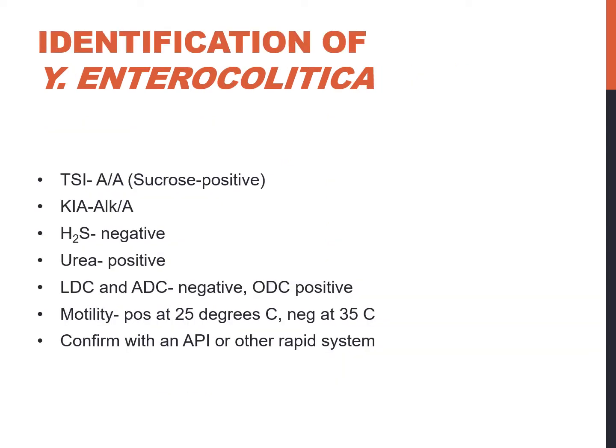When identifying Yersinia enterocolitica, we can look at its metabolic reactions to identify it down to the species level. It is a sucrose-positive organism, so the TSI is going to be acid over acid. The KIA, which only has two sugars, lactose and glucose, is going to be alkaline over acid because it's the sucrose that makes the TSI positive. They are H2S negative and urea positive. Lysine decarboxylase and arginine decarboxylase are negative. Ornithine decarboxylase is positive. It is motile at 25 degrees, but not motile at 35 degrees. We can identify this organism by simply setting up an API or some other rapid system like MicroScan or Vitek. It's very easy to confirm this organism with API.